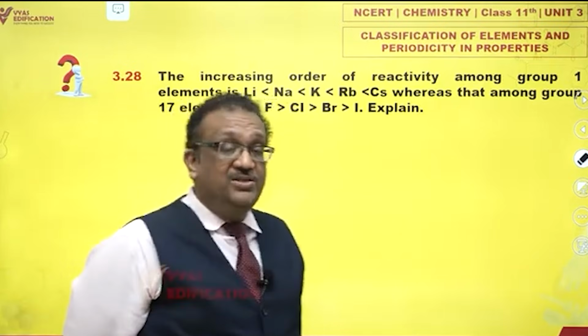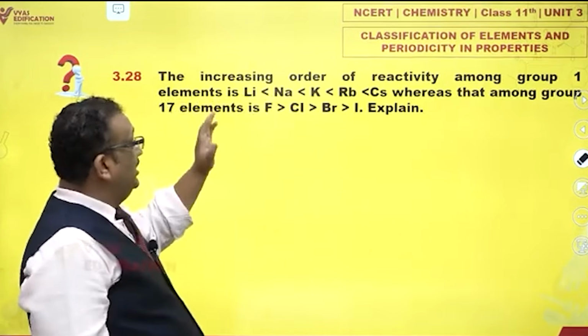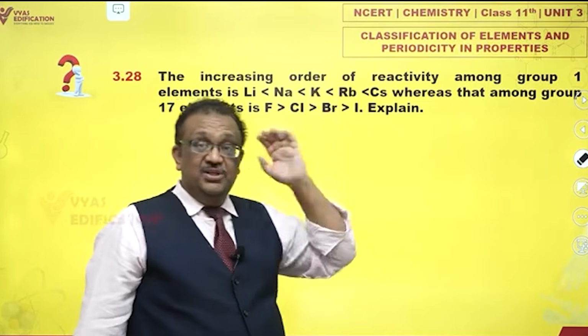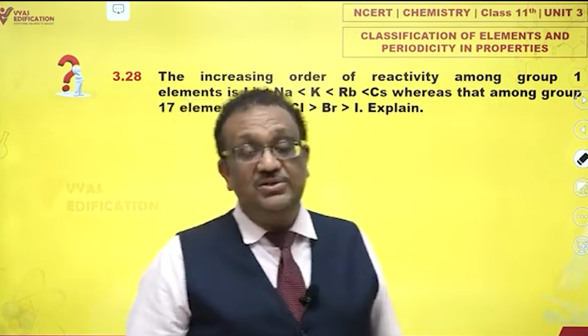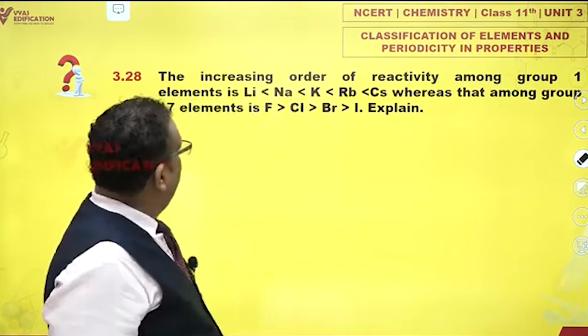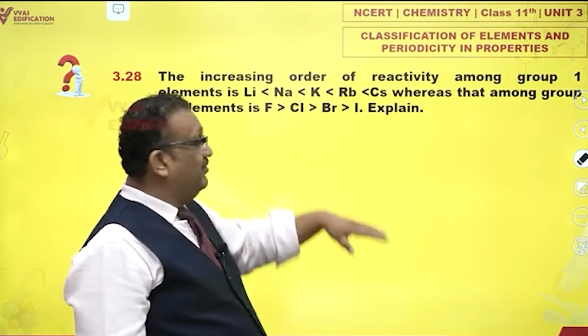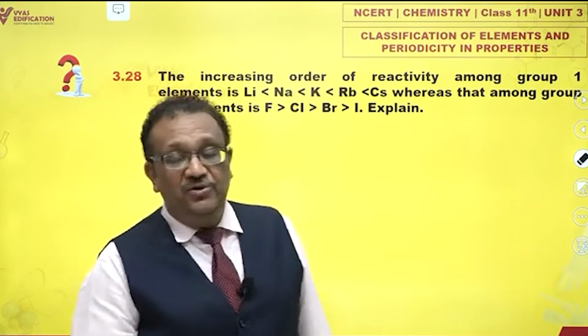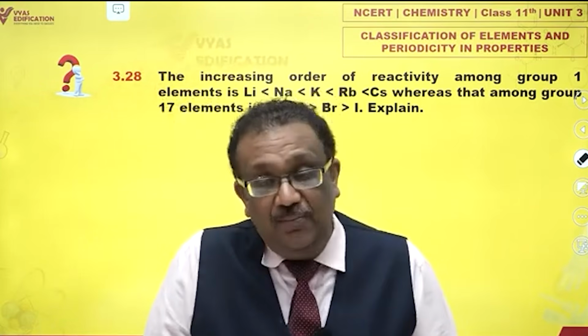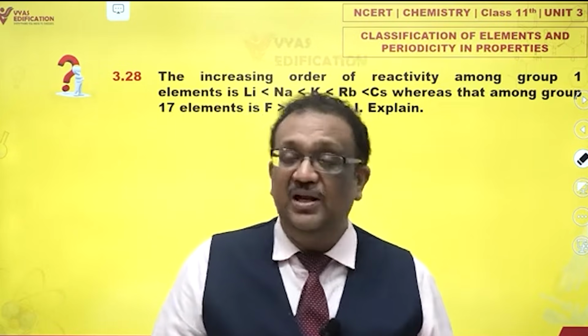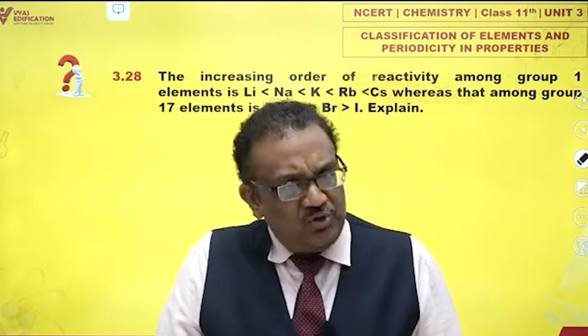Fine, this is it. Increasing order of reactivity in group 1 is lithium, sodium, potassium, rubidium, cesium. Down the group, reactivity increases. On the other hand, if you look at halogens, it is the reverse. Fluorine is a superhalogen, very reactive, and Cl, Br and I are successively less and less reactive. We are supposed to explain this.